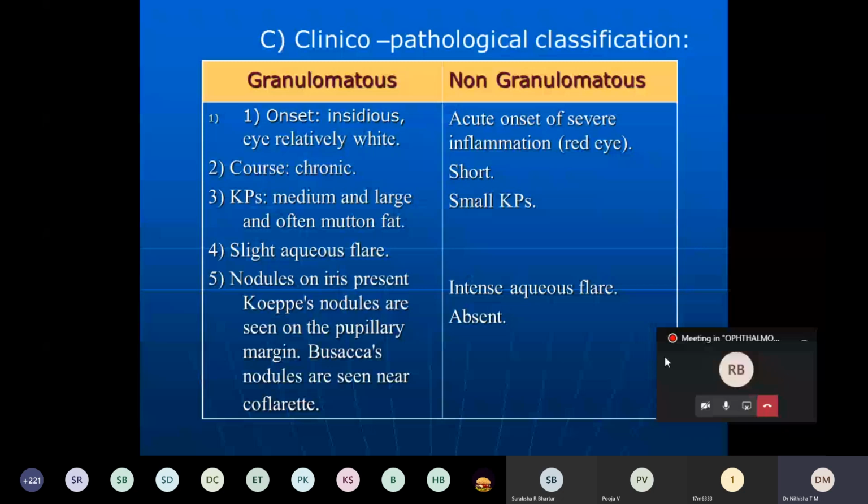In granulomatous uveitis, keratic precipitates are small, medium, and large mutton fat KPs. In non-granulomatous, you always have small KPs. Aqueous flare is very slight in granulomatous uveitis. In non-granulomatous uveitis, the aqueous flare is very intense, thick, intense flare is seen. In granulomatous uveitis, you have iris nodules: Koeppe nodules, seen at the pupillary margin, and Busacca nodules, seen in the collarette. Those types of iris nodules are not seen in non-granulomatous uveitis.